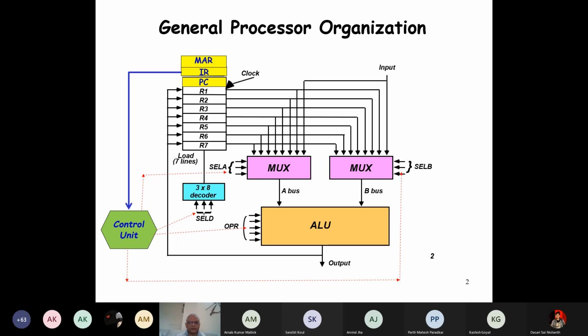Now, look at this. R1 to R7, this is a processor with this many general purpose registers. R1 to R7 are the general purpose registers. And then we have 3 distinguished registers which are marked in yellow. These are the program counter, instruction register, and the memory address register.